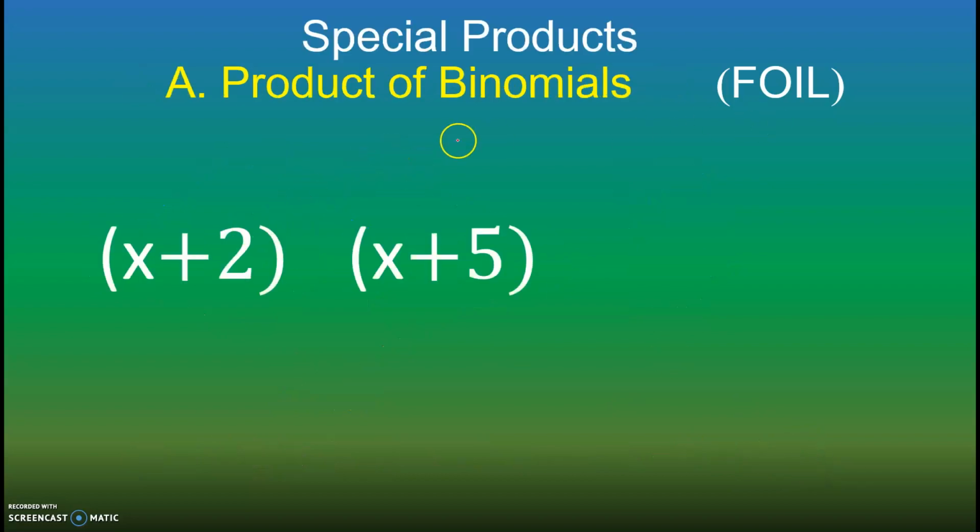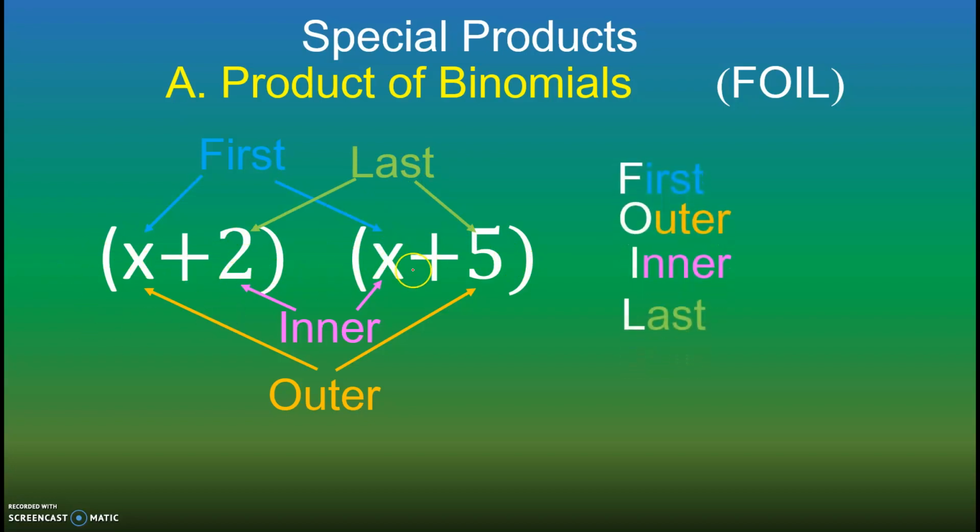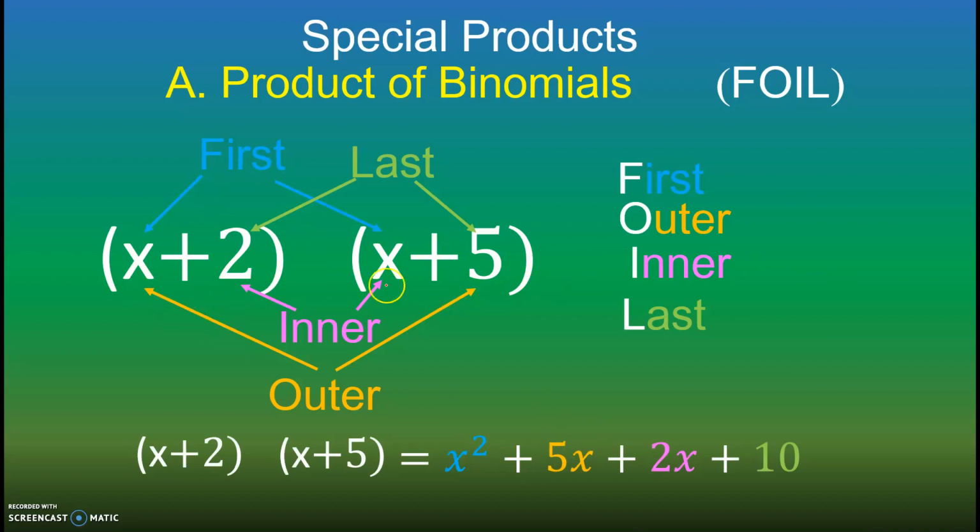Product of binomials, for example, x plus 2 times x plus 5. Basically, you just multiply. This is our first, outer, then inner, the 2 times x, and last is 2 times 5. Take note, x plus x, they are the same, so again it's the same FOIL. Then the product: x times x is x squared. x times 5 is 5x. Inner is 2 times x, or 2x. Last is 2 times 5, which is 10.